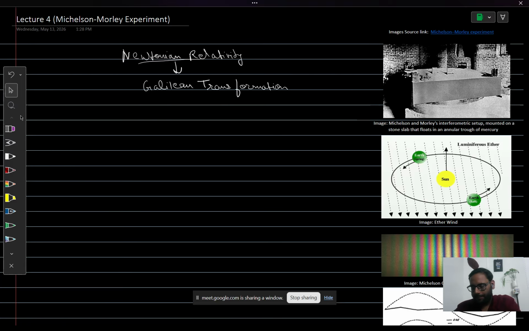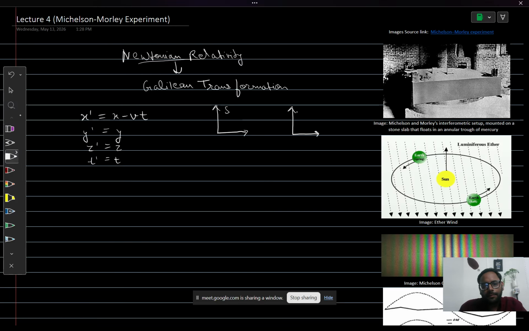Yes, sir. Okay. So till now we have studied the Newtonian relativity, which is based on the Galilean transformations. And the Galilean coordinate transformations are like this. When the motion of S prime frame is in x direction, there are two frames, S and S prime frames. S prime frame is moving in the x direction.